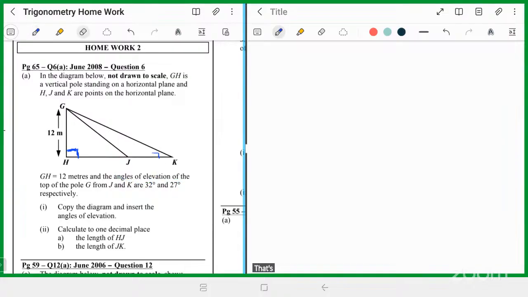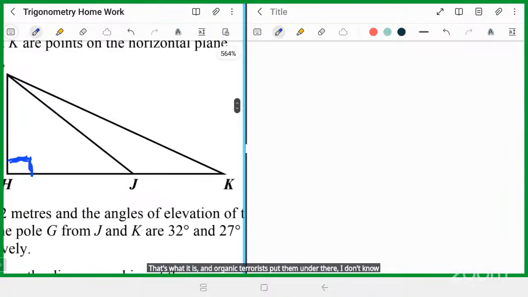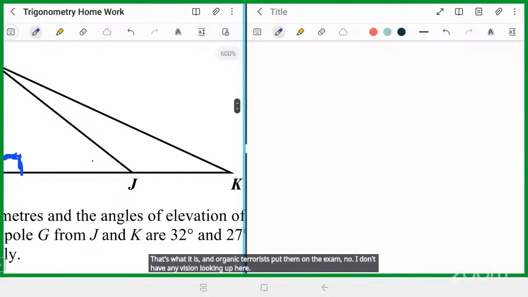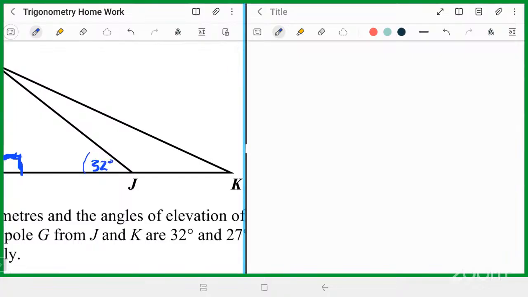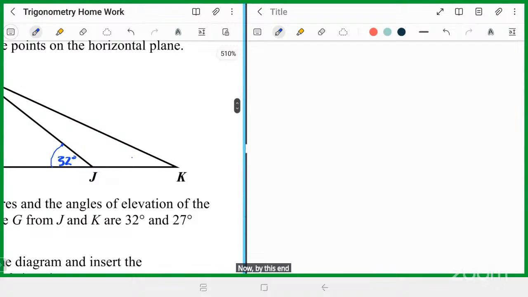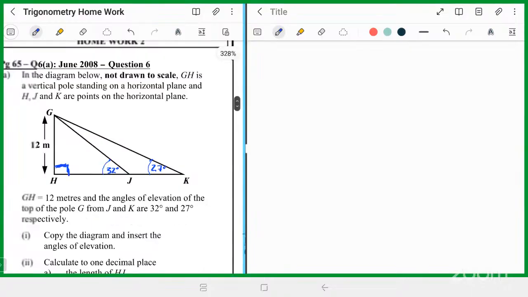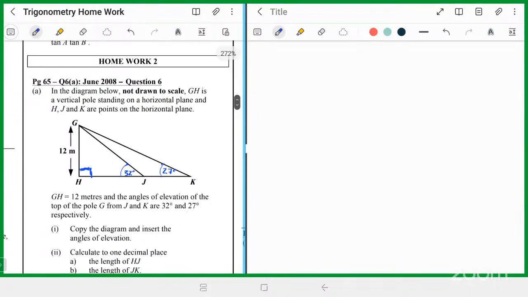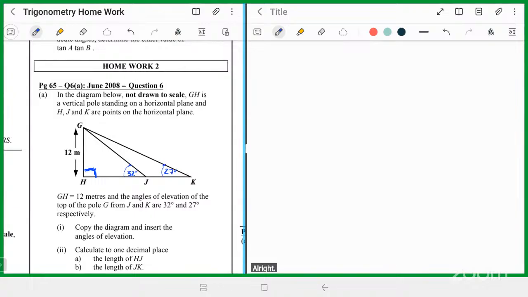Let's put them on the diagram now. Angle of elevation looking up here is 32 degrees, and over this end is 27 degrees. It says copy the diagram and insert angles of elevation, which we have done, 32 and 27. The calculation time. Calculate to one decimal place the length HG. That's this length right here.